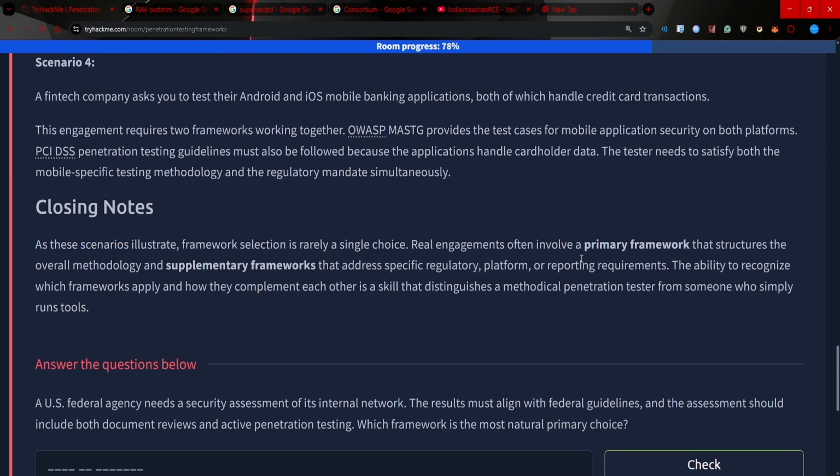As the scenarios illustrate, framework selection is rarely a single choice. Real engagements often involve a primary framework that structures the overall methodology and supplementary frameworks that address specific regulatory, platform, or reporting requirements. The ability to recognize which frameworks apply and how they complement each other is a skill that distinguishes a methodological penetration tester from someone who simply runs tools. That's the biggest difference between a penetration tester and just some script kiddie.